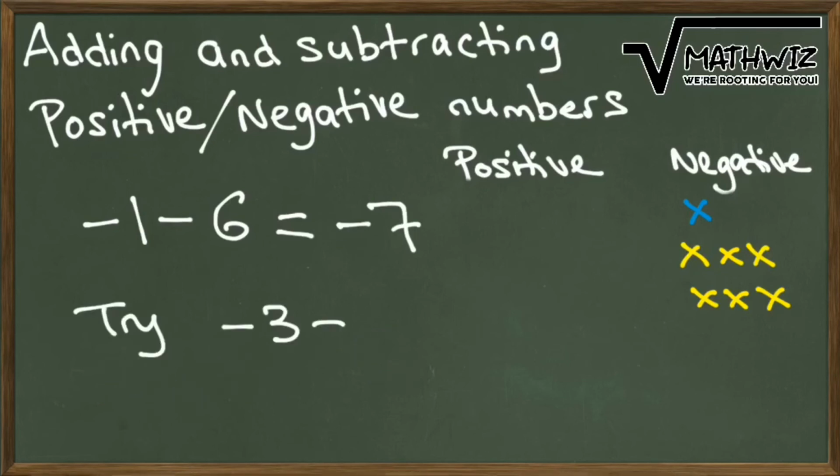So I want you to go ahead and try. If you have minus 3, minus 9, what would your answer be? All right, so we would have the first 3 negative people in the room joined by the other 9 negative people in the room, and so you should have a total of 12 negative persons.